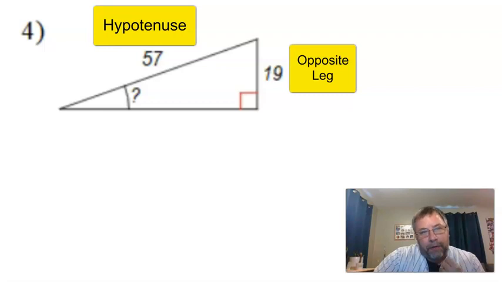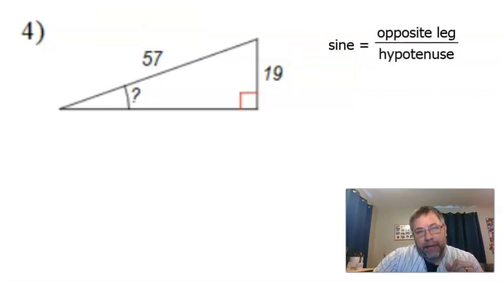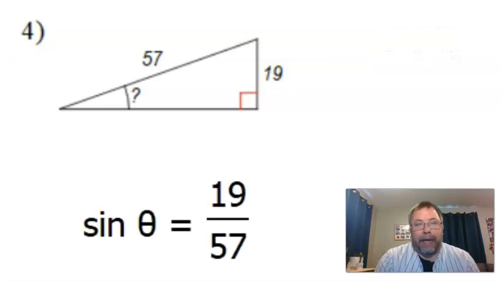So in this case, I know the opposite leg and the hypotenuse. And if you look at your notes from the last video, opposite leg, hypotenuse, that is sine. So I'm going to start this problem by writing the sine of theta equals 19 over 57. Now you need your cheat sheet.